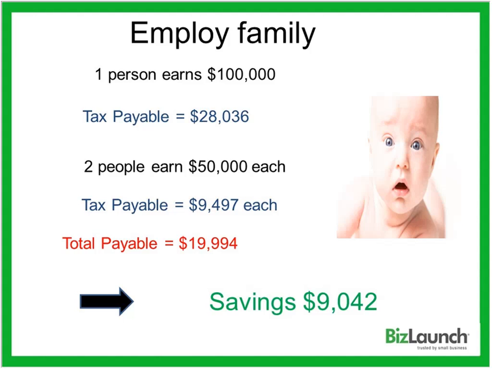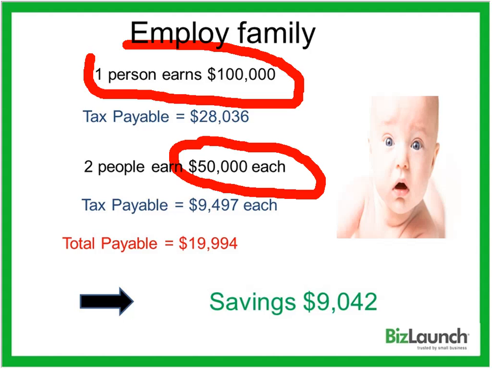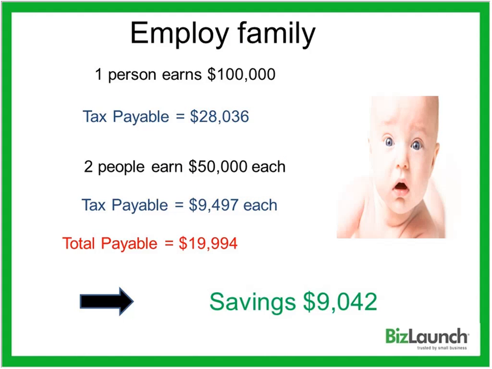Let me give you another example. Let's say I'm in business with my partner, and instead of me earning $100,000 a year, we each earn $50,000 a year. So we come up with an agreement, and we earn $50,000 a year. So what happens is, if I earn $100,000, my taxes are $28,000. If I earn $50,000 each, our taxes are only $19,994.